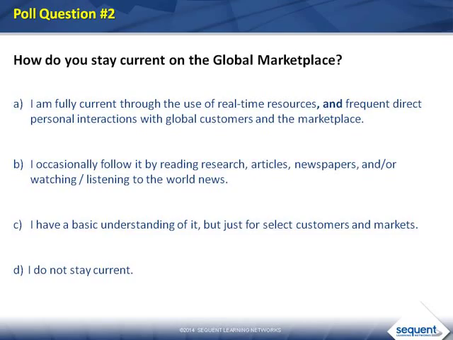Okay. Well, it looks like the majority of you do stay somewhat up to speed in what's happening in the world around us. A smaller percent do not stay current, which is very encouraging. And 12% say that they are fully current through real time and through frequent direct personal interactions. To be successful ultimately in the global marketplace, the first part's easier, which is real time. The second is not so easy. And that's where sort of the magic sauce comes from, which is that frequent direct personal interaction out in the marketplace. So thank you.